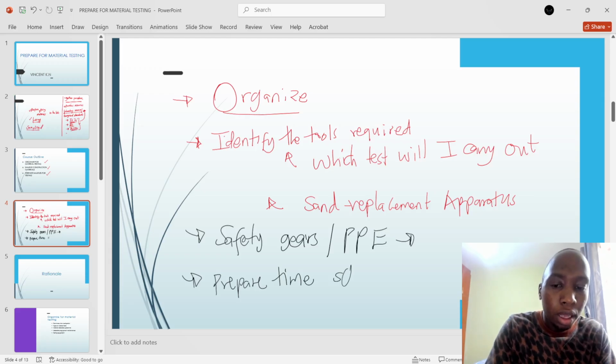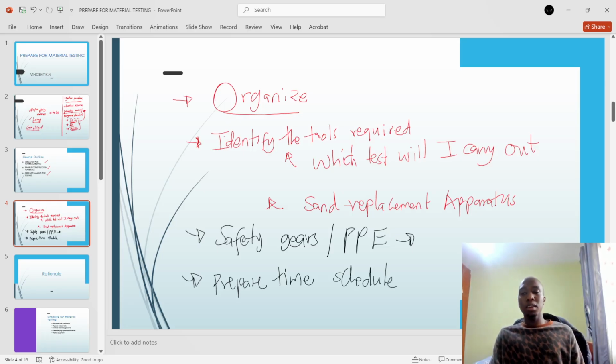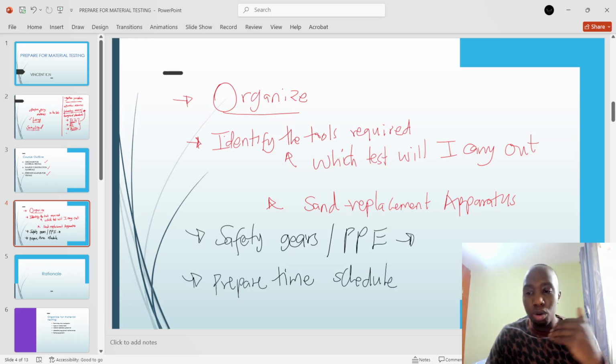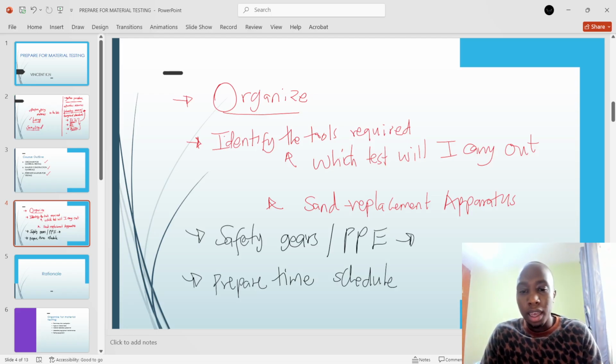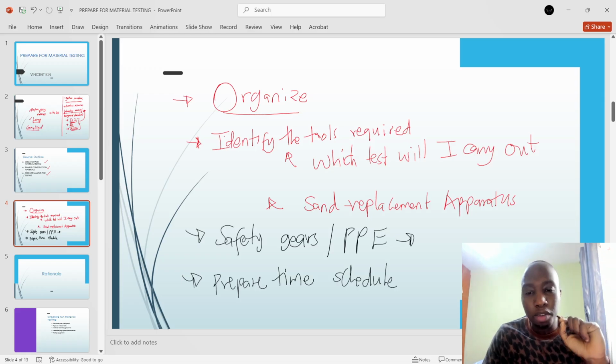Time schedule. Yes, it's one of the things. Time management. You need to know how long am I going to do this task? How long? What resources will I need? Which tools will I need? Which safety gears will I need? And how long am I going to be there? Erickson, that's a very good point. You need to consider how long.